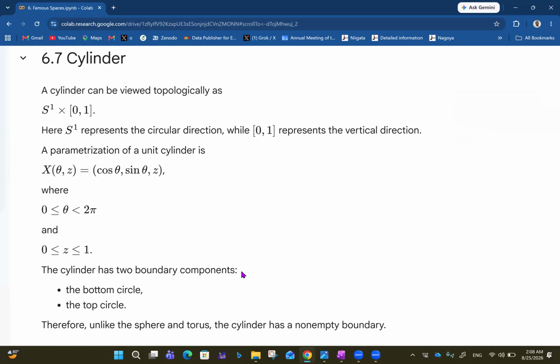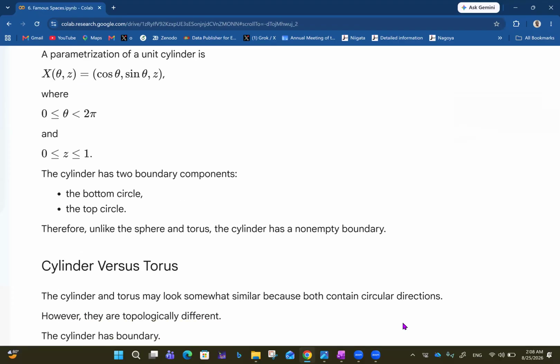The cylinder has two boundary components, the bottom circle and the top circle. These are the boundary components. Therefore, unlike the sphere and torus, the cylinder has a non-empty boundary.